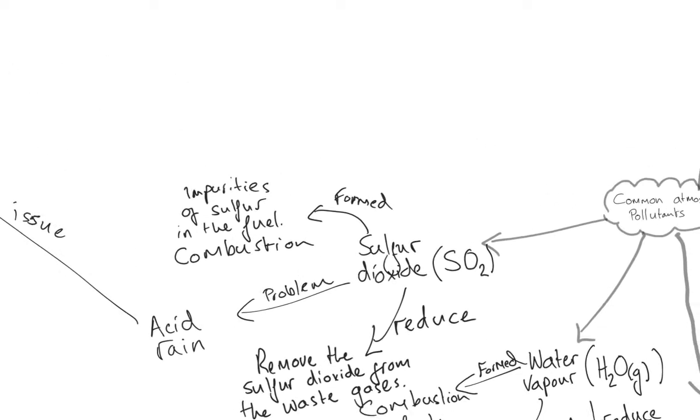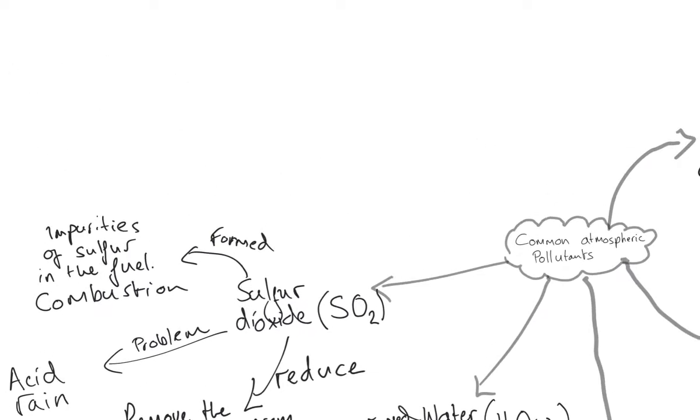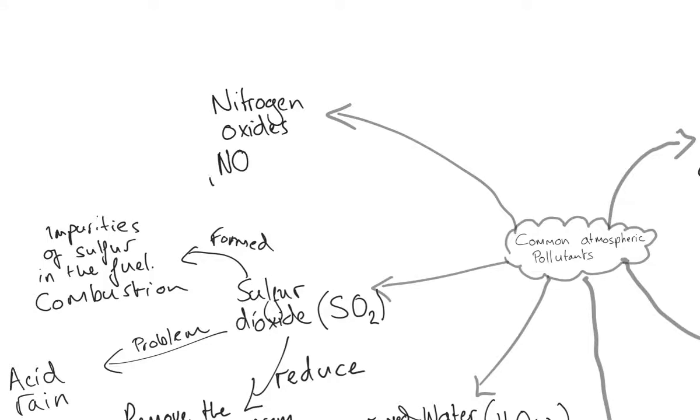So similarly to sulfur dioxide, another substance, an atmospheric pollutant that causes issues with acid rain is nitrogen oxides. There are different nitrogen oxides that cause this issue, and we'll talk about two of them in particular in chemistry. We talk about NO and we talk about NO2, so nitrogen monoxide, nitrogen dioxide, much like we have carbon dioxide and carbon monoxide.